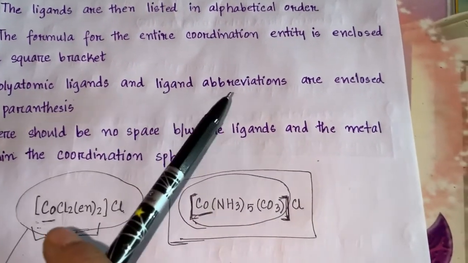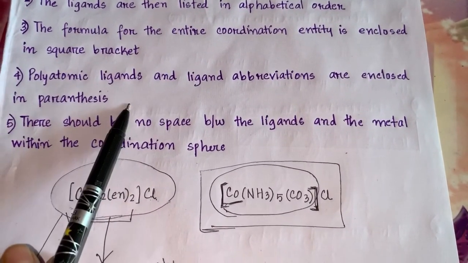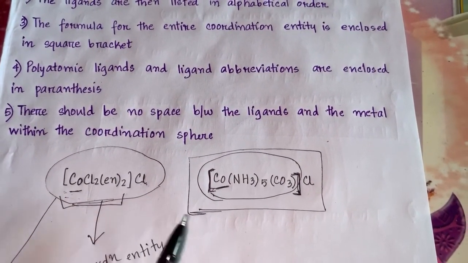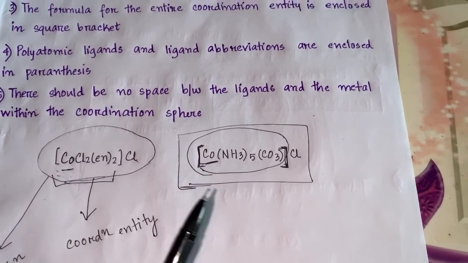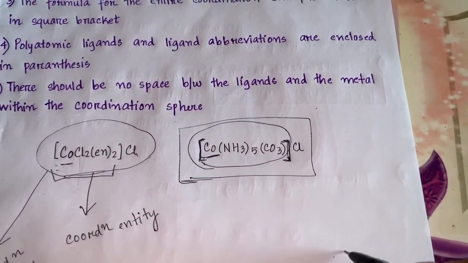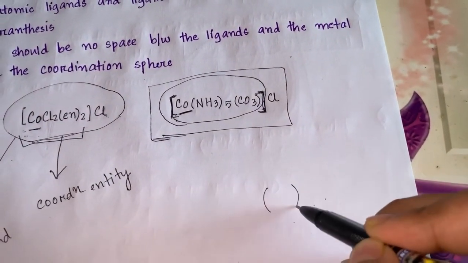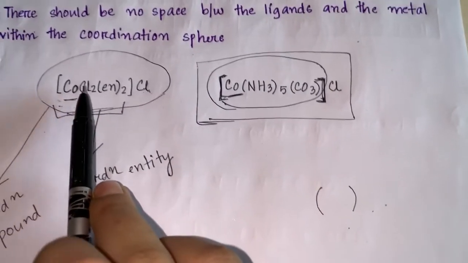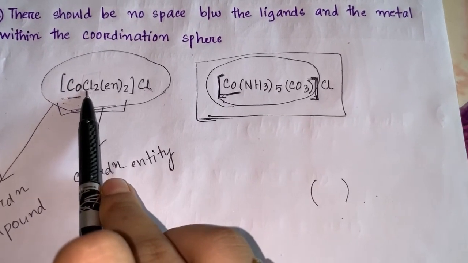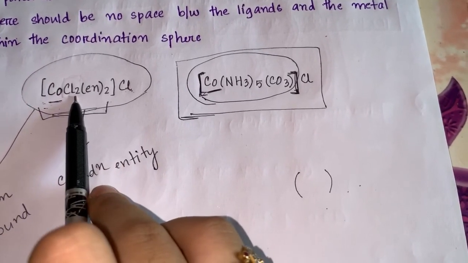Polyatomic ligands and ligand abbreviations are enclosed in parentheses or brackets. So it says that polyatomic ligands, that means when a ligand is having more than one atom, it can be similar atoms or dissimilar atoms, then that kind of ligands are always put inside brackets. We can see here we are having chloride ions. This is a monoatomic ligand in this case, and these are similar ones, so that's why similar ligands are not put in the brackets.